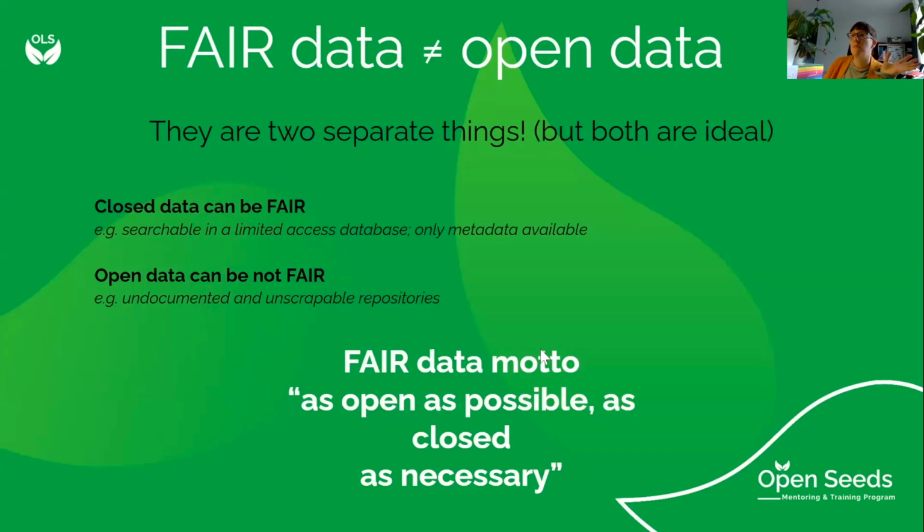So the FAIR data motto, and this is a motto that I really like in general, applies to data, applies to community, applies to research in general, is that you aim to be as open as possible, but as closed as necessary. So you have to be very mindful about the data, the community, the tools that you're working with. So I'm just going to give you 5 minutes to think about when data is not FAIR.